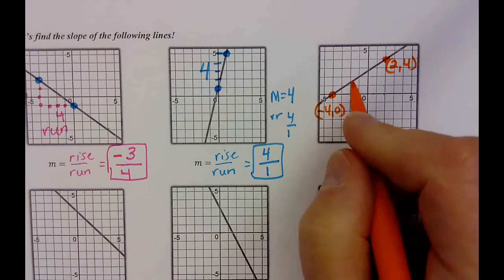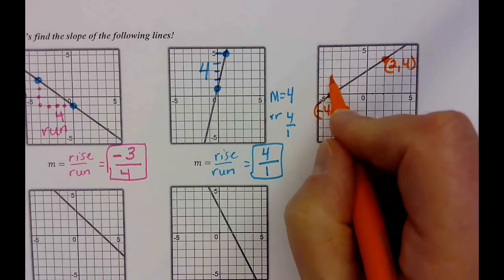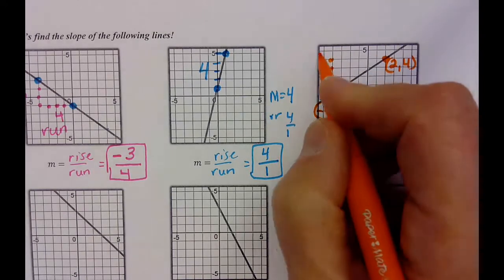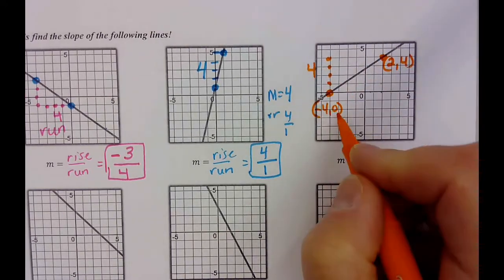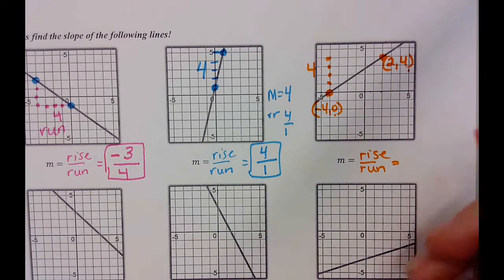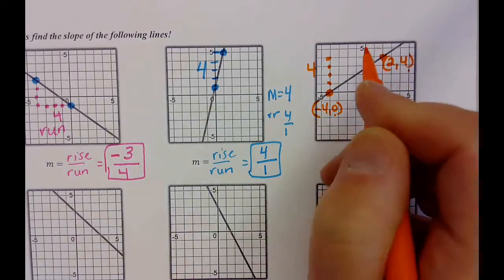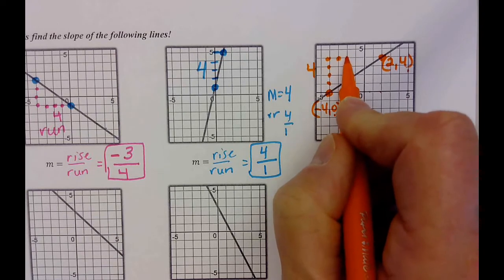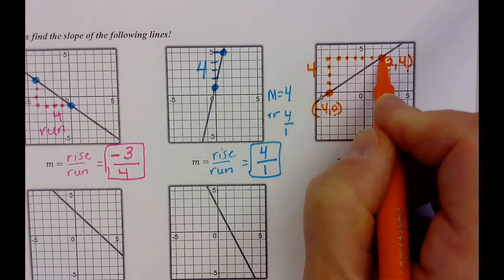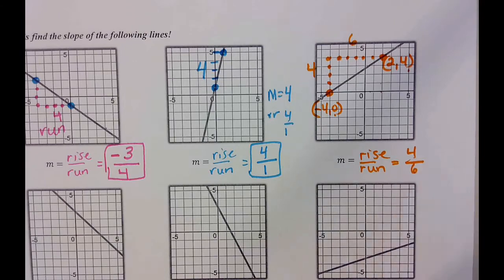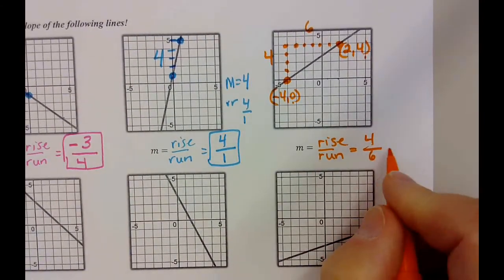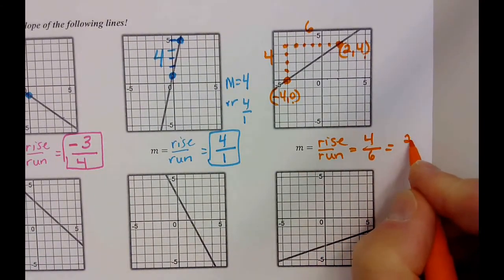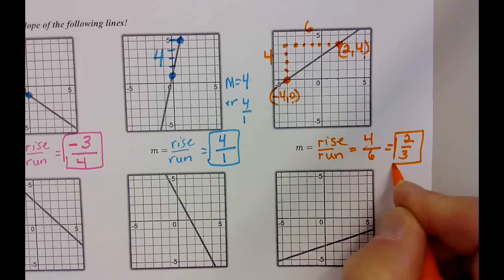But you can go rise, 1, 2, 3, 4. And we could know that because we're going from 0 to 4, which is a rise of 4. And this is a positive slope. And then our run is 1, 2, 3, 4, 5, 6. And so this is not the answer, though, because we can reduce this fraction. And that's going to give us 2/3 for a slope.